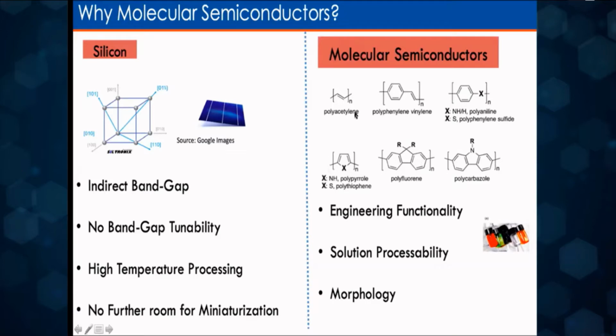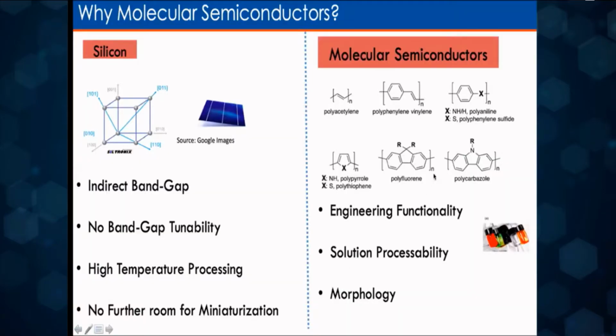This is one of the major obstacles in silicon: a fixed bandgap. You can overcome it by simply changing the molecular structure. This is where this field is very interdisciplinary in nature. There are organic chemists who can really tune the bandgap by synthesizing the materials.